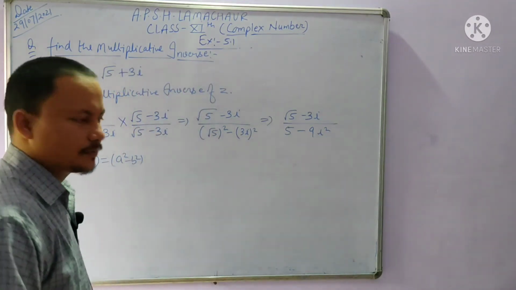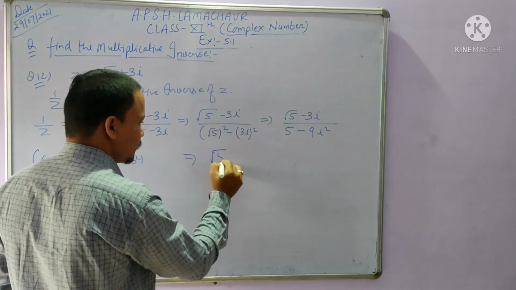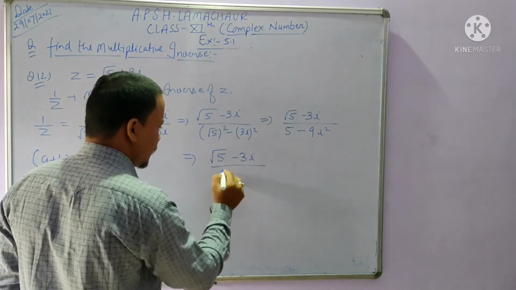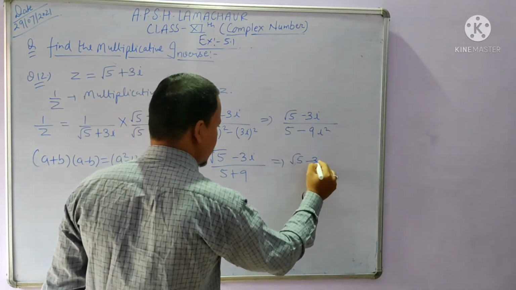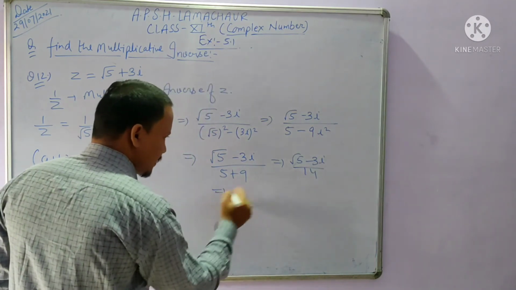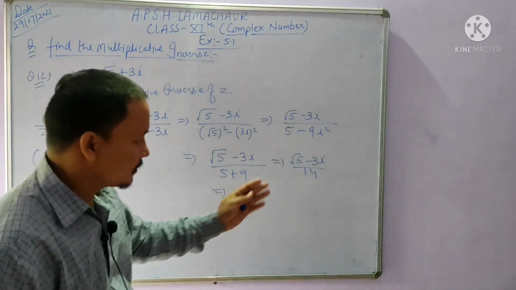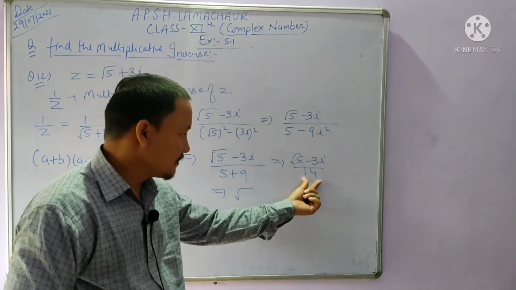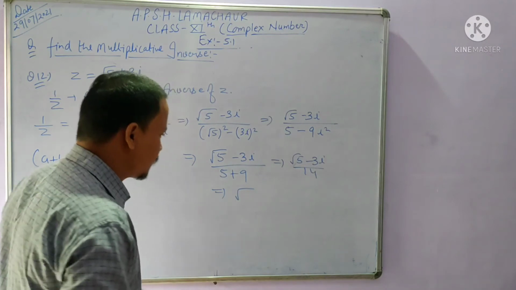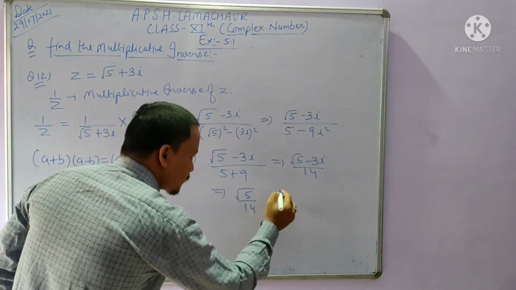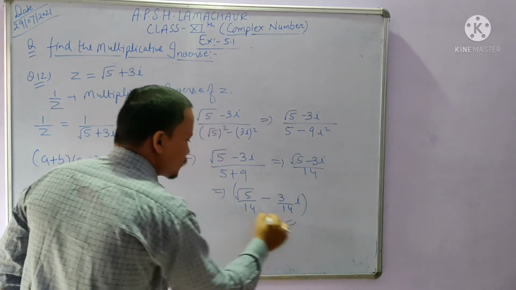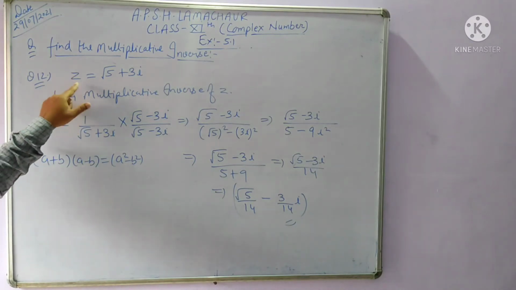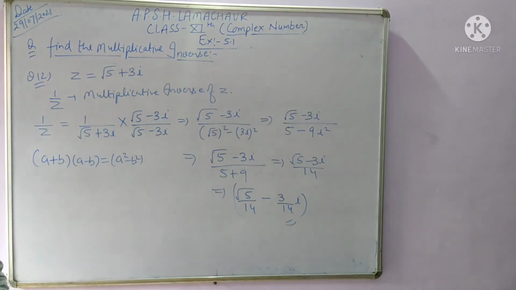Now substituting the value of iota square, we get root 5 minus 3i divided by 5 plus 9, and 9 plus 5 is 14. So root 5 minus 3 times iota upon 14. We have to express it in the form of a plus ib, so we divide by 14 separately. This will become root 5 upon 14 minus 3 upon 14 times iota. This will be the multiplicative inverse of the given complex number z is equal to root 5 plus 3i. Pause the video and take the screenshot.